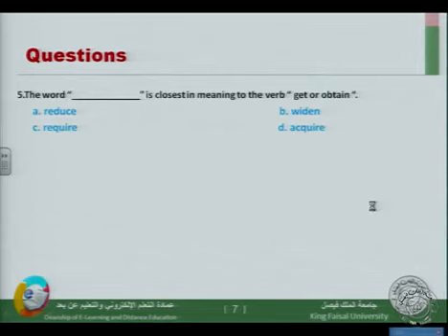The word is the closest in meaning to the verb get or obtain. Obtain means to reduce, to widen, require, acquire. The answer is acquire. The word acquire is the closest in meaning to the verb get or obtain. Reduce means makes less, widen means bigger, require means need. But acquire means get or obtain.